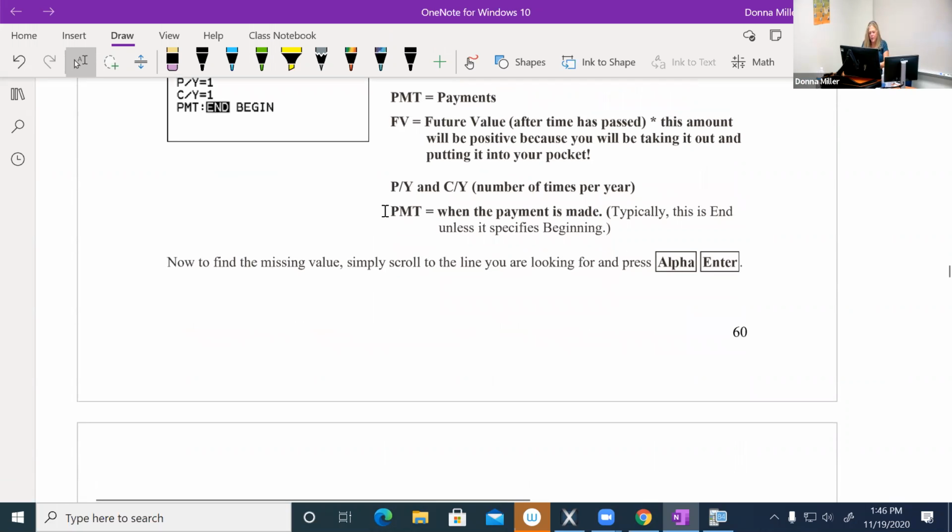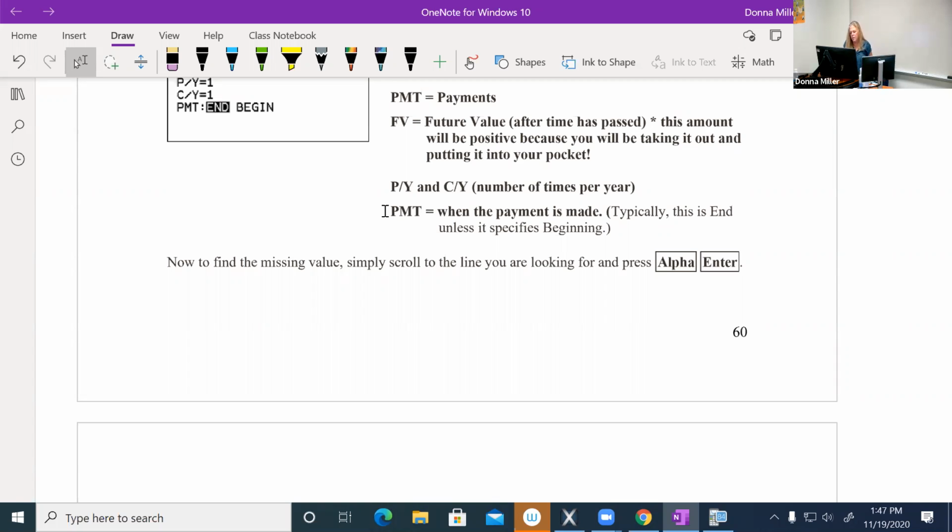Now, P/Y and C/Y do the same thing. There are a number of times per year that you compound the interest. If you make monthly payments, they're compounding the interest 12 times a year. If they do it daily, it's 365, unless the teacher tells you anything else. Sometimes they'll use 360, I don't know why. But it's the number of times per year that the interest is compounded.